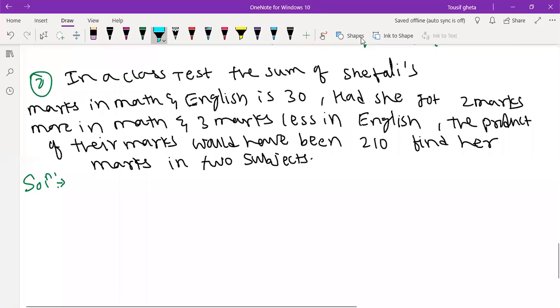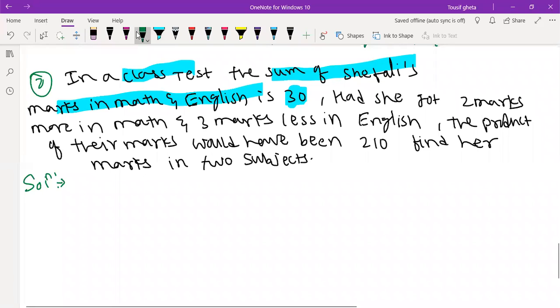Everyone, in a class test, the sum of Shefali's marks in maths and English is 30. Shefali is a girl, a secondary student, and her marks in maths and English together are 30.